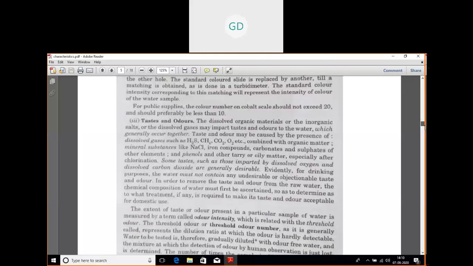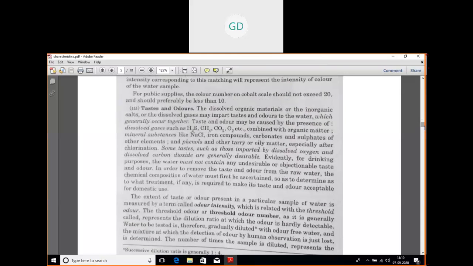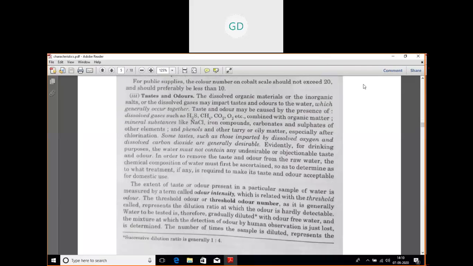Next is about taste and odor. Taste and odor are inseparable. They go hand in hand. So why do taste and odor occur in your water? Because of some substances. Like you see here, I will mark it. See here, you can write these lines.